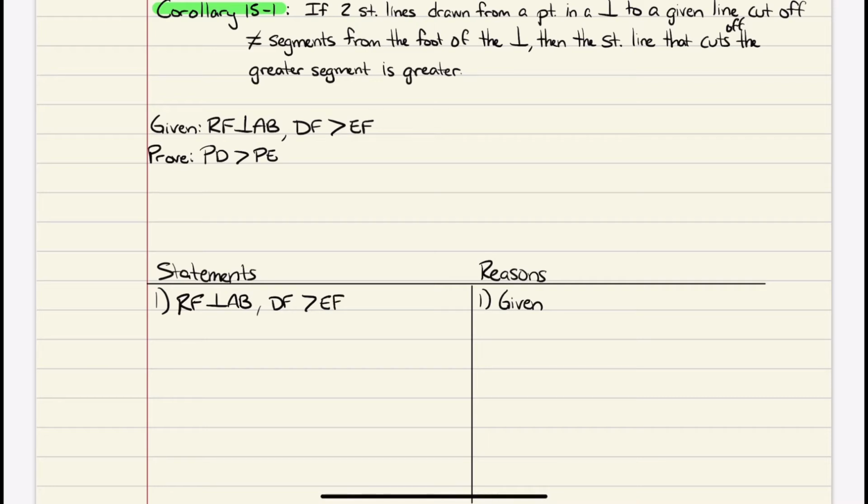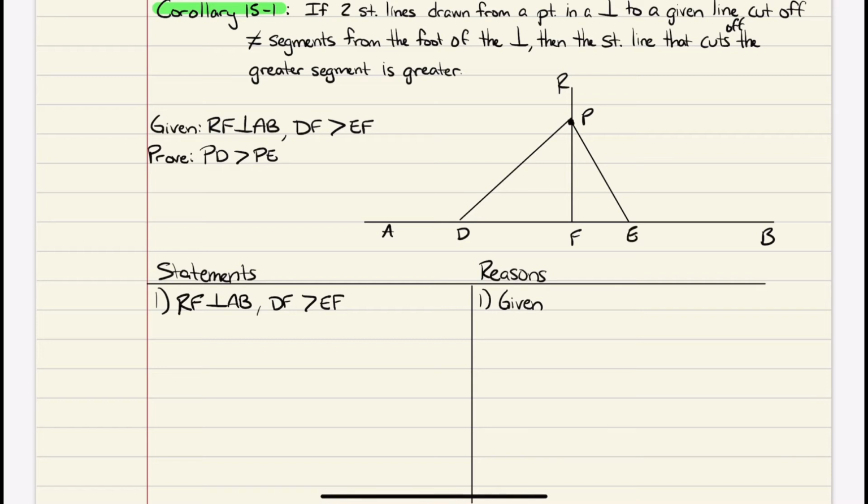All right, let's draw pretty much the same exact picture that we started off with last time. We have our given line. We have a perpendicular to that line. Let's label these lines real quick. A, B, this is R, F, and now we have they cut off unequal segments. So from this point, I'm going to come out here, and then to this point, I'm going to come over here. Okay, and now I'm going to label this point P, this point D, this point E.